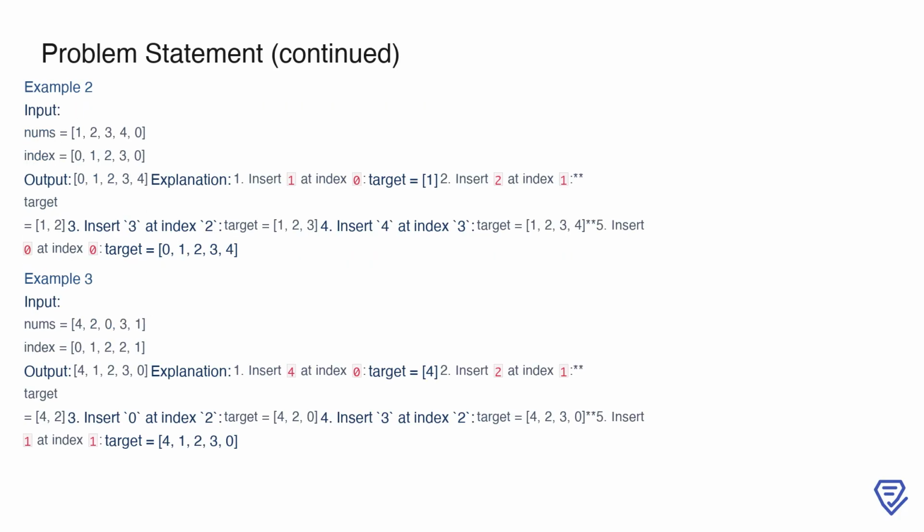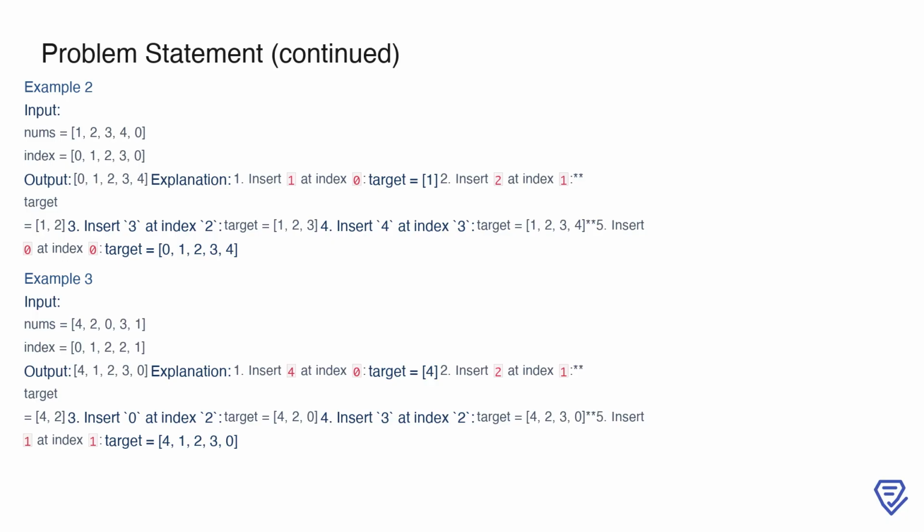Now, let's look at another example. For nums equal to 1, 2, 3, 4, 0, and index equal to 0, 1, 2, 3, 0, the process begins by inserting 1 at index 0, resulting in 1. Next, 2 is inserted at index 1, making the array 1, 2. Then, 3 is inserted at index 2, giving us 1, 2, 3. After that, 4 is inserted at index 3, resulting in 1, 2, 3, 4. Finally, 0 is inserted at index 0, which shifts all the elements to produce 0, 1, 2, 3, 4.